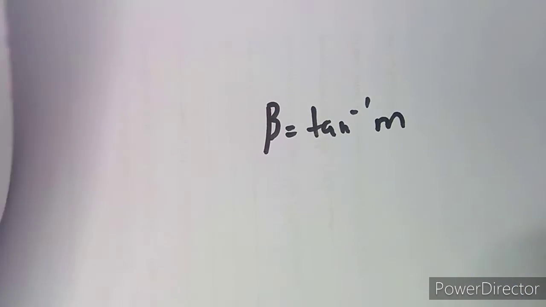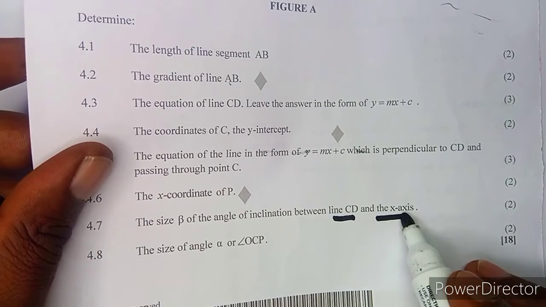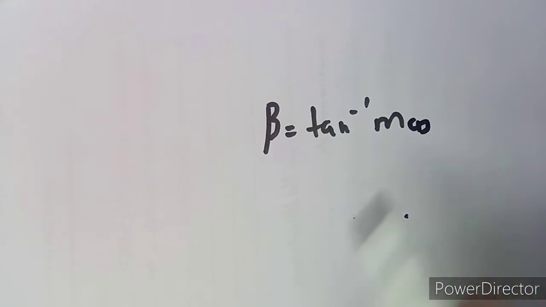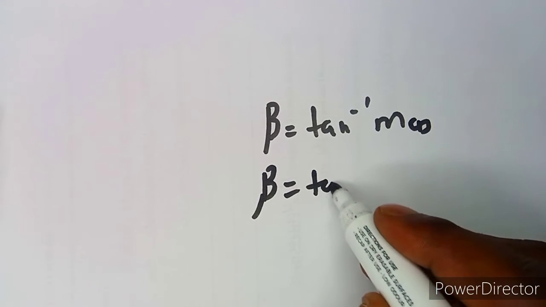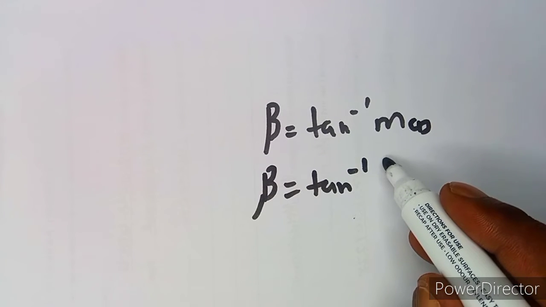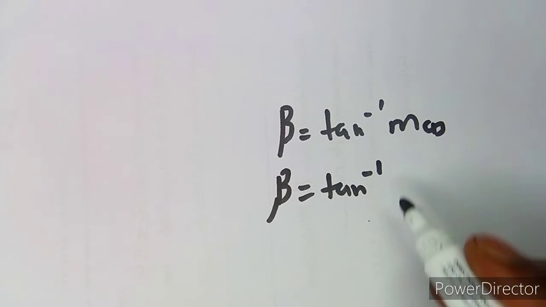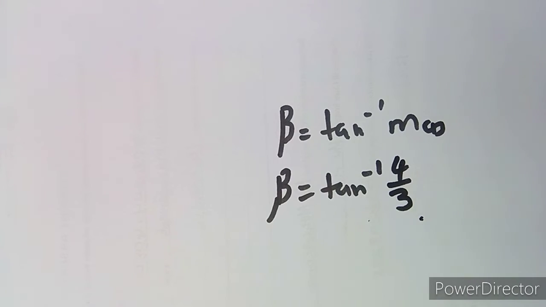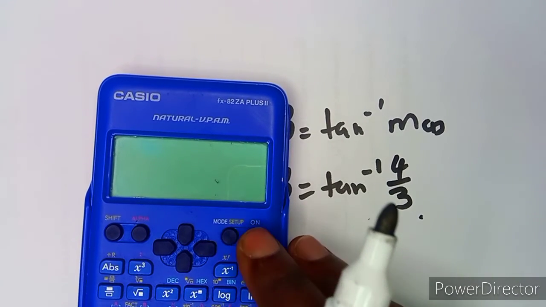So we are going to write beta is equal to arctan m, where m is the gradient. Which gradient are we referring to? This angle is between line CD and the x-axis, so we are talking about the gradient of CD. So we are going to use the gradient of CD. That means beta is going to give us arctan of the gradient of CD. Remember, from the equation of CD, we obtained that the gradient of CD is 4 over 3. So it's arctan 4 over 3.